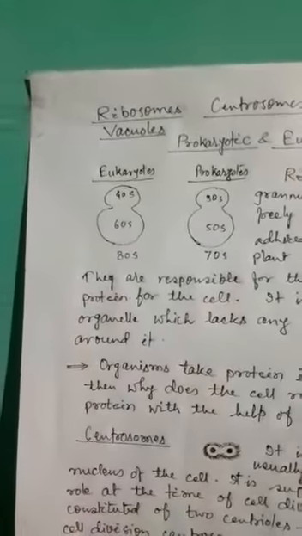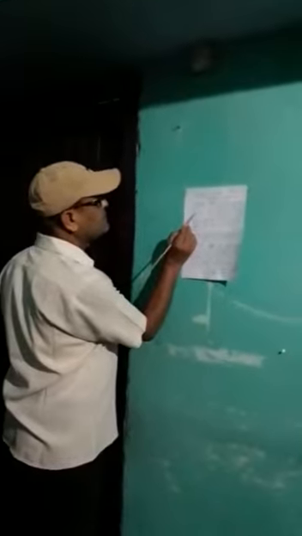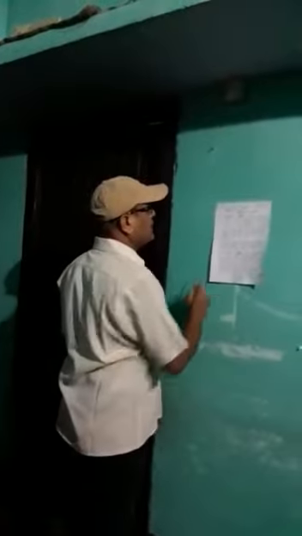Ribosome in fact is an organelle made up of two different units. This one is the smaller unit, this one is the larger unit, and these two units sometimes remain separated or sometimes remain attached. Although prokaryotic and eukaryotic cells will be discussed later, in your previous class also you must have read about them. These two cells have different kinds of ribosome. Eukaryotic cell has 80S ribosome, whereas the prokaryotic cell has 70S ribosome.